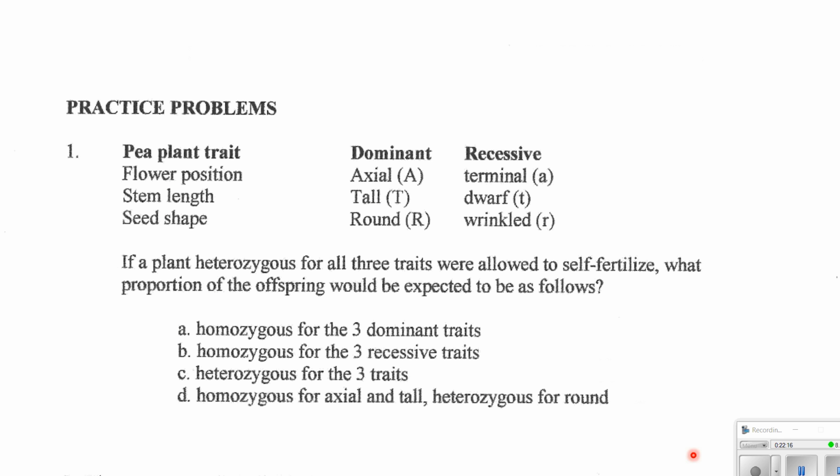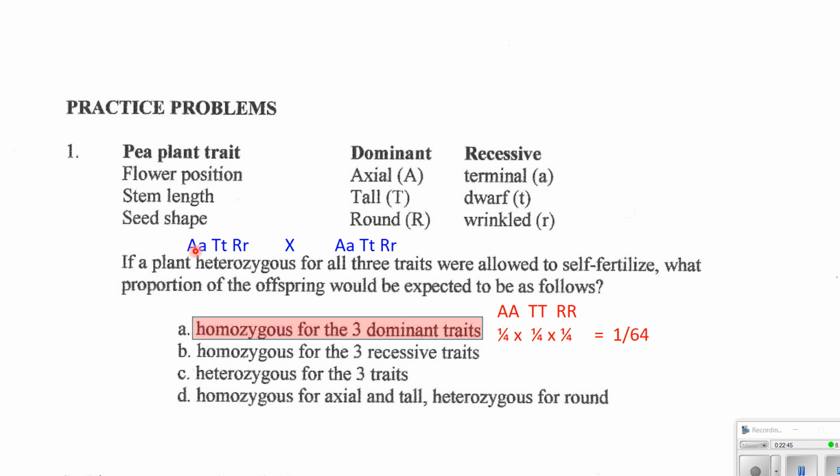Okay, so here is a practice problem. We've got regular garden pea plants like the ones that Mendel used, and here are 3 of the traits that Mendel studied. It says if a plant heterozygous for all 3 traits, so that's big A, little a, big T, little t, big R, little r, if that plant self-fertilizes, pollinates itself, here's what that would look like. Heterozygous for all 3 traits, and now it's going to cross with itself.